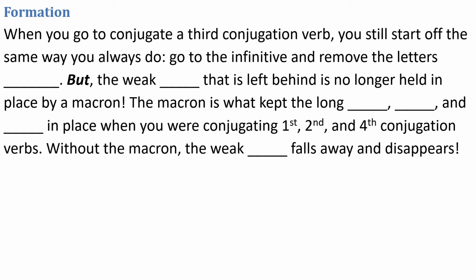So how do you form it? When you go to conjugate a third conjugation verb, you still start off the same way you always do. Go to the infinitive, chop off the letters re. But the weak e left behind is no longer held in place by a macron. That macron is what kept the long a, long e, and long i in place when you were conjugating first, second, and fourth verbs. Chopped off the re, a, e, and i stayed. Without the macron, the weak e falls away and disappears entirely. Let's put this into practice.